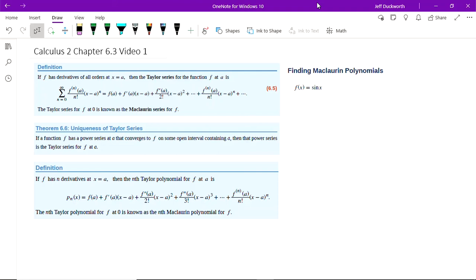All right. Chapter 6.3 talks about Taylor series as well as Maclaurin series. The Maclaurin series is just a special type of Taylor series. So essentially, our definition in this first bit here.